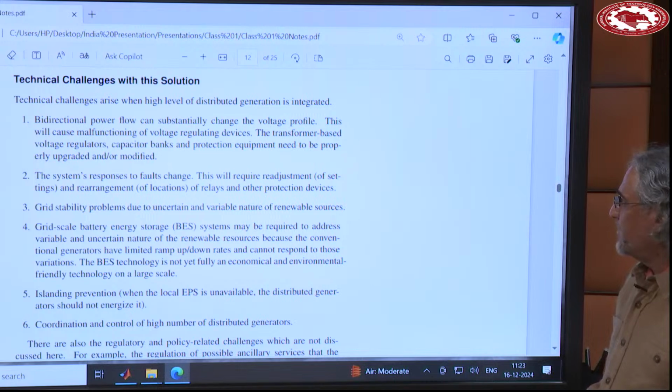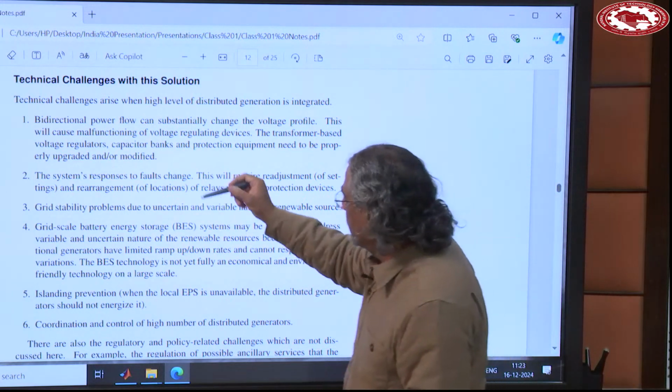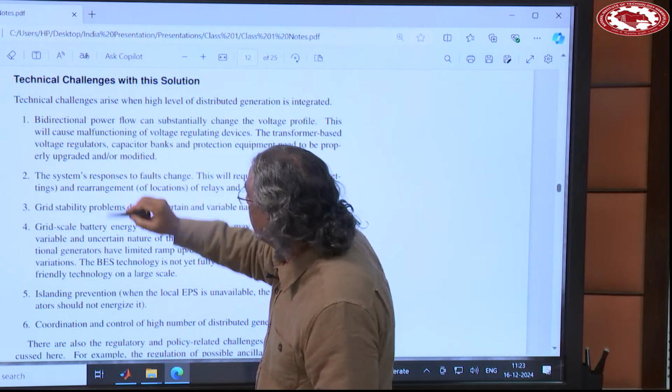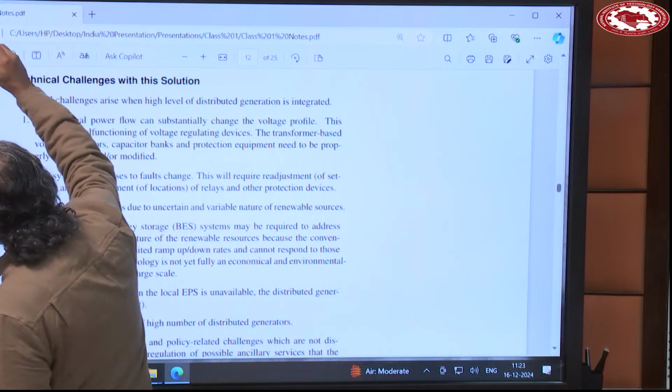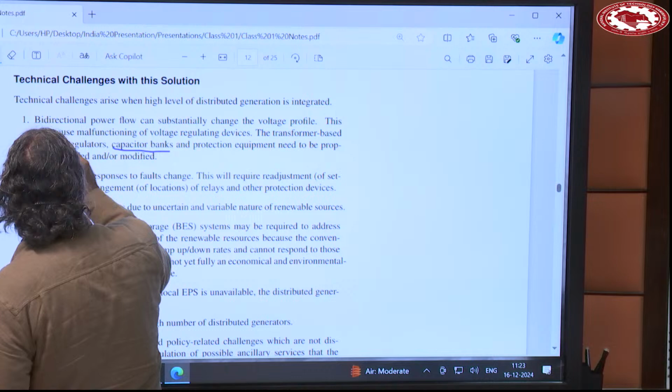We can substantially change the voltage profile. This will cause malfunctioning of voltage regulating devices, especially voltage regulators that are in the substations, and also capacitor banks. So we have capacitor banks and voltage regulators.